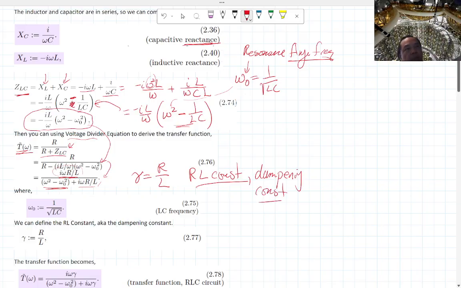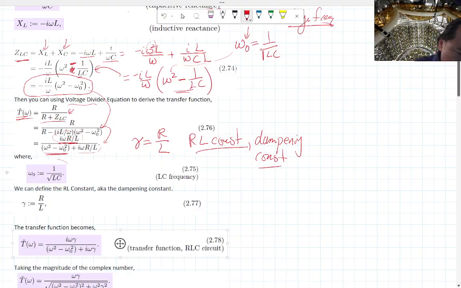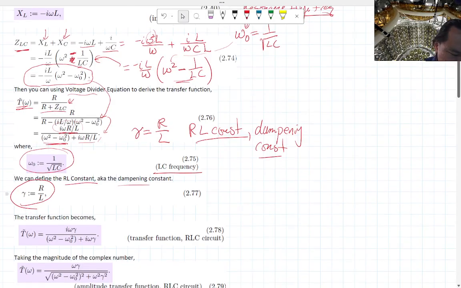The bigger it is, the more energy gets dissipated through your circuit, and therefore it's reducing the output. So the two constants that we define in this derivation are this omega naught for the LC circuit, which is the resonant frequency or the LC frequency, and the other constant we define is gamma, which is R over L. I call it the R over L circuit constant, or the damping circuit constant.